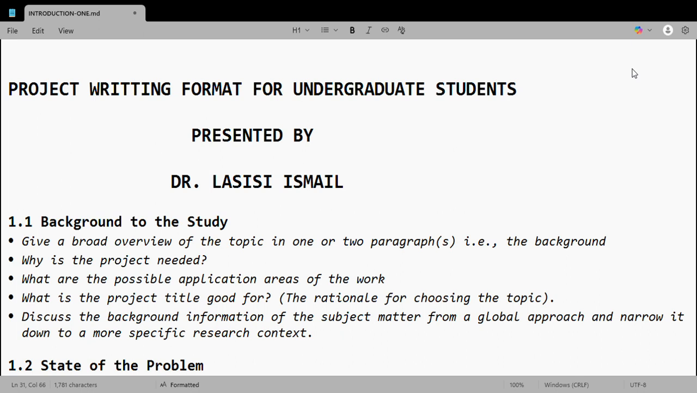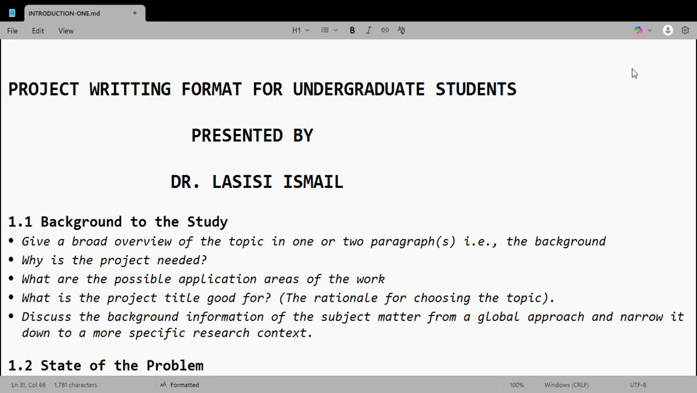This presentation is subdivided into four components. The first one is the introduction, which will be our focus today, and the second one is the literature review. The third one is the research methodology, and the fourth one is the implementation, which will all be covered in the subsequent days.